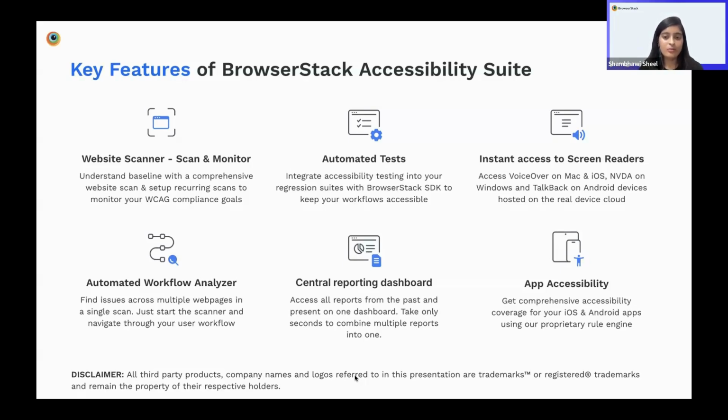You can schedule monitoring scans to assess the accessibility health of your website over time. You can integrate automated tests into your existing functional test suite using our SDK. You can get instant access to screen readers on real desktop and mobile devices, along with faster workflow scans on web pages as well as native mobile apps. Further, I would also like to call out that the web accessibility testing solution also covers WCAG 2.2, which is the latest set of guidelines issued by the W3 consortium.